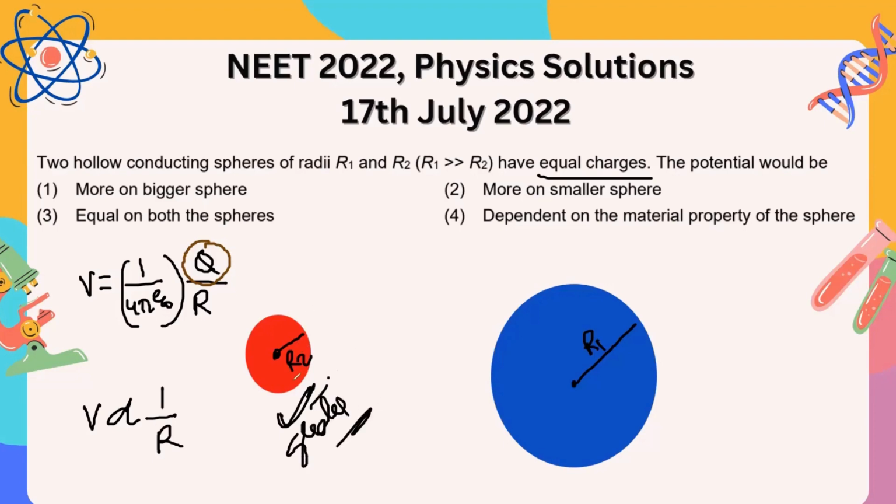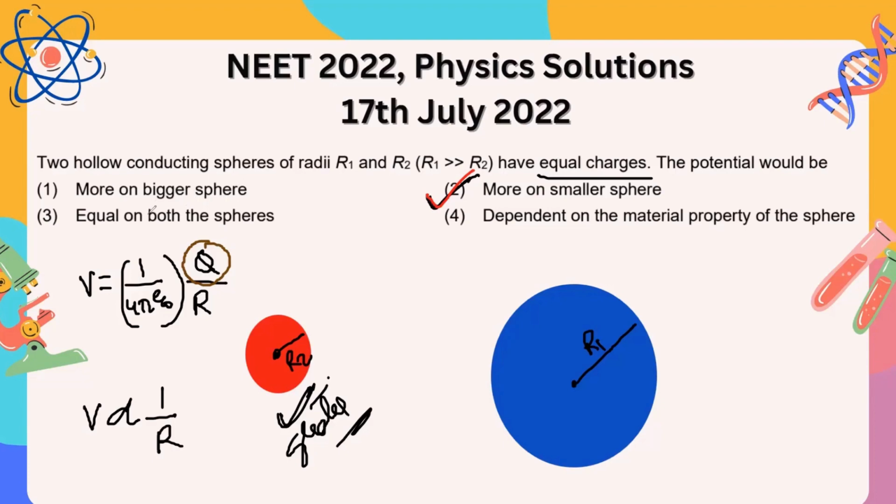Because the radius is smaller. So magnitude wise, the potential on the smaller one is going to be more, right? So we'll have option number 2 as the correct option. The potential is more on the smaller sphere, okay? Because we can't find any option where we can talk about the charge, whether it is positive or negative, whether the potential is positive or negative. We have no other option.